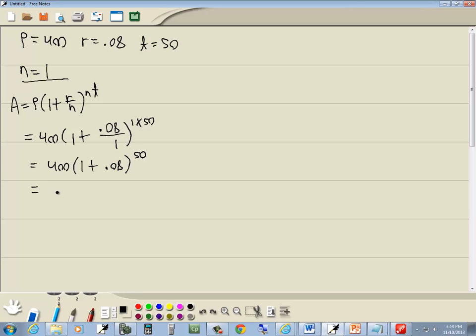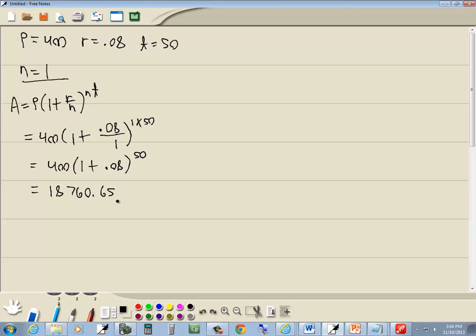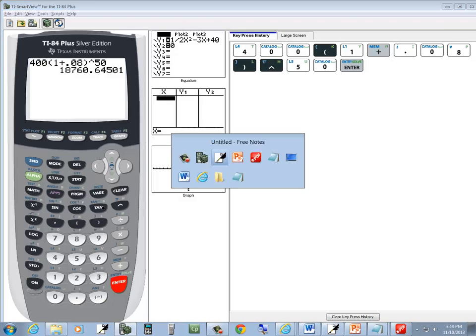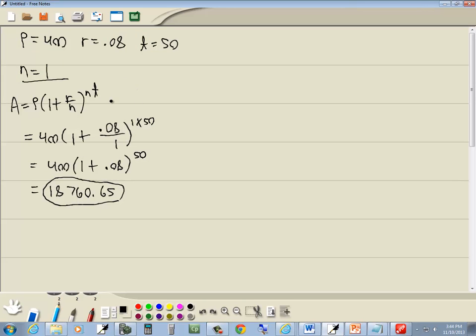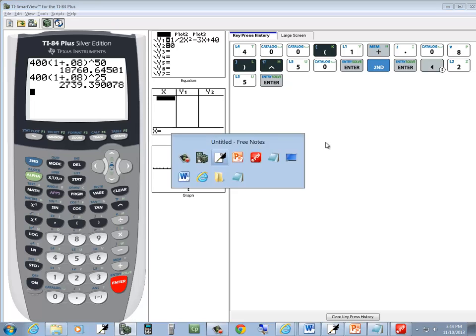And our answer, 18,760.65. Seems kind of high. Let me double check everything there. 1 plus 0.08 divided by N, which is 1, raised to the NT power. Yeah, everything's right. It seems to come out pretty high there. I wonder if it's the years. What if I change that? Do second enter, bring up the previous entry, change it to 25. Yeah, it is the years. So, anyway, that's our answer.